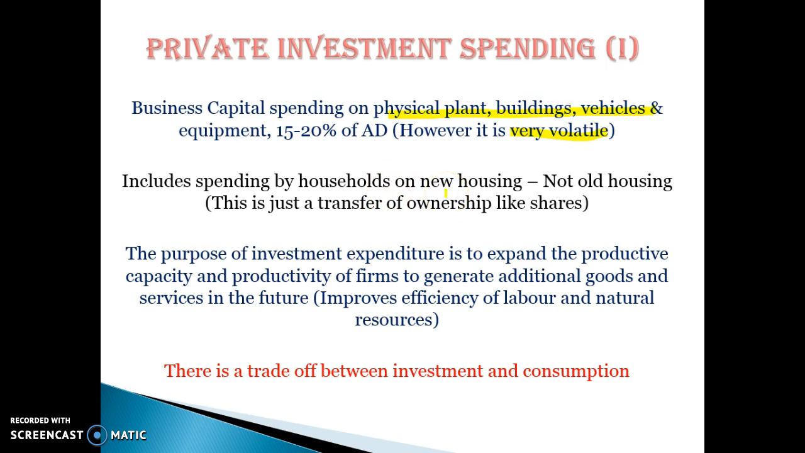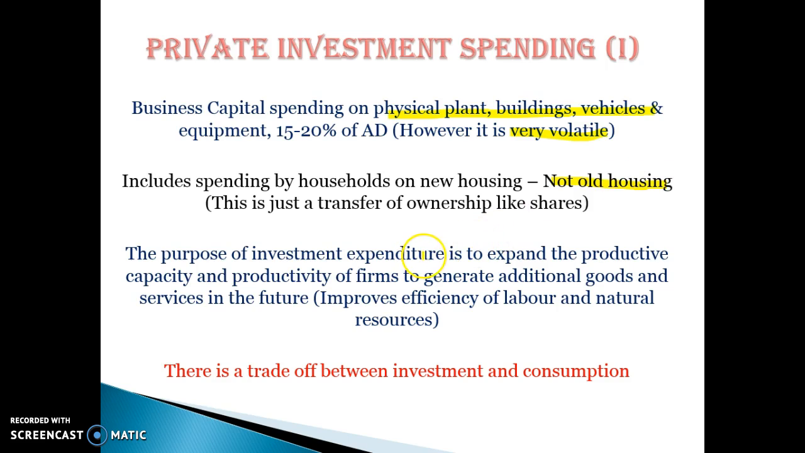It includes spending by households on new houses. If you build your own house and you live in that house, the year that you build that house, it's included in investment expenditure. It doesn't include old housing. If you buy somebody else's house, that will not be included in investment expenditure because it's not growing our aggregate demand. It's not creating wealth or income. It's just swapping a house from one person to the other.